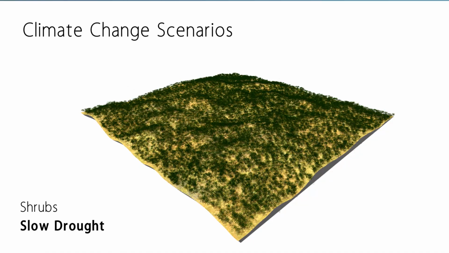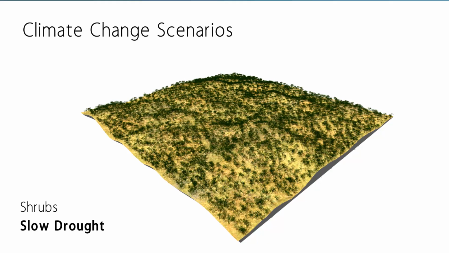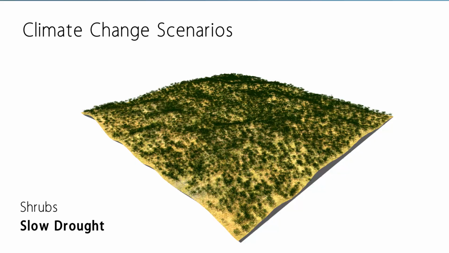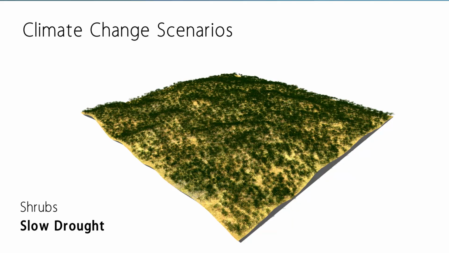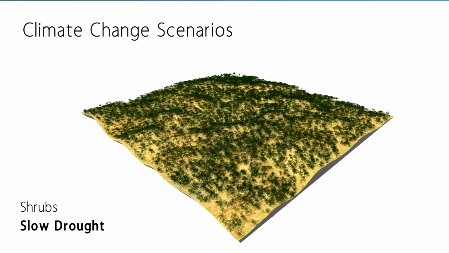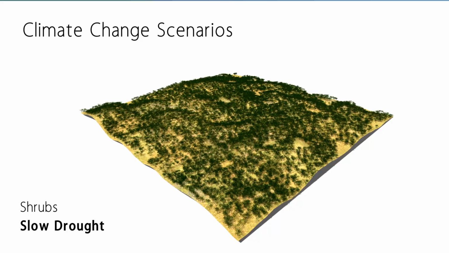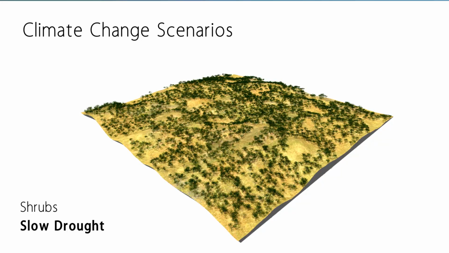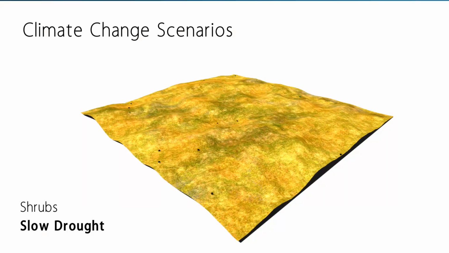Our novel method is capable of simulating a vast array of different vegetation responses to climatic changes. In this scene, we decrease precipitation slowly over time. The shrubland adapts to the changing environment and creates a more dispersed plant distribution. As drought conditions increase, gaps in the vegetation start appearing before the shrubland finally vanishes.